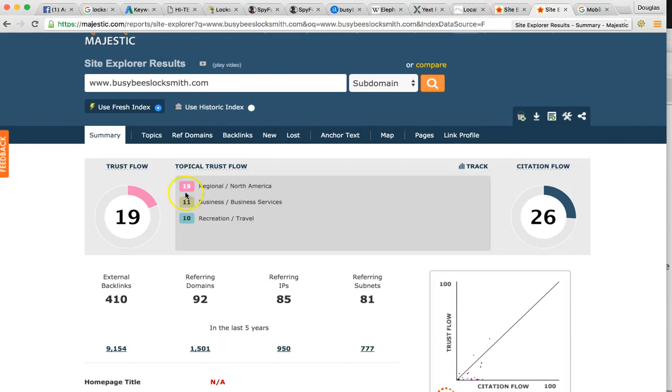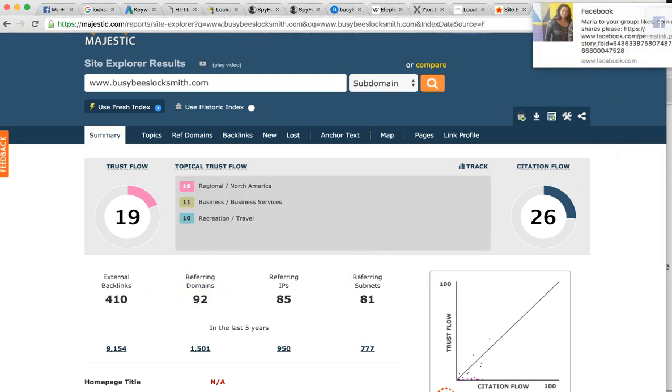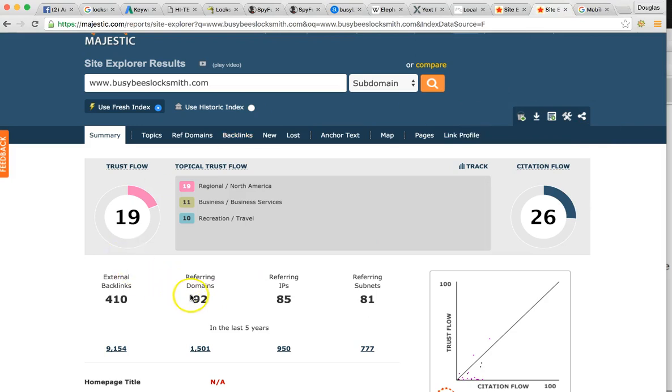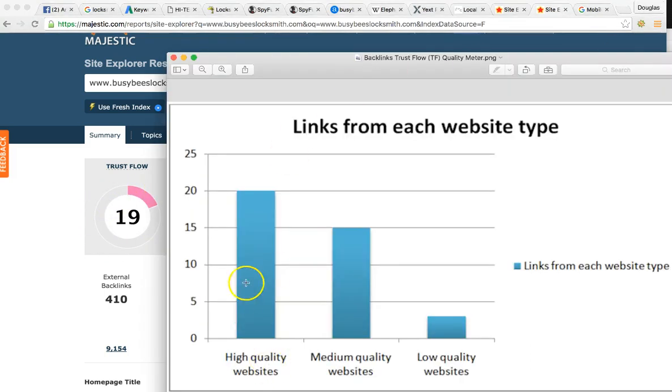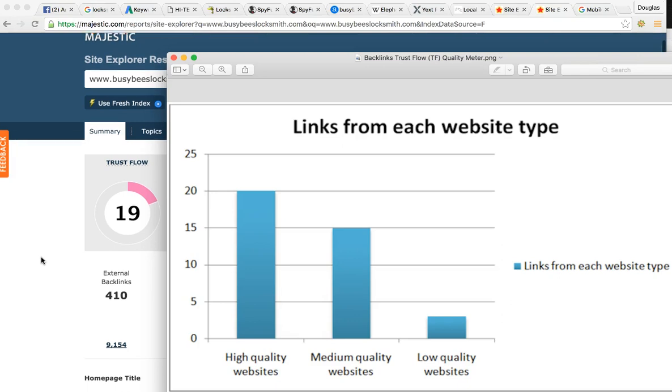So this is where your competitor is at. So his chart looks a little different because he has more background, right? So he has 92 websites mentioning him on the internet right now. All right, 410 times. All right. So his trust flow is 19. So he is almost at high quality. Well, here's another great thing about doing business with Amp Local and me.